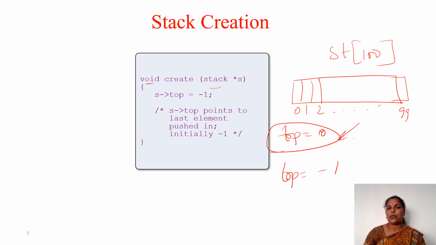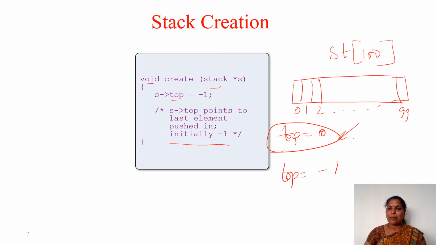So how do we use this pointer? S points to top equals -1. For initializing the stack pointer, we give the top the value -1. So S points to top points to the last element pushed in. Initially it is -1. Always top points to the last element that is pushed in.